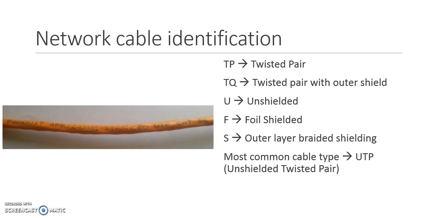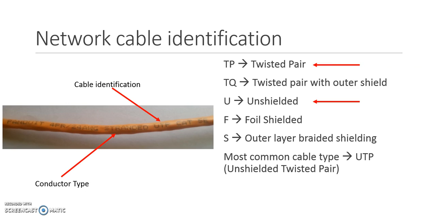These are some of the items that contractors can use to identify the cable. In this case, this type of cable is stranded, which is not recommended for horizontal cabling. It is mostly for patching from the wall to the computer. In this example, we have an unshielded twisted pair cable. That's what UTP stands for: U is unshielded, TP is twisted pair.